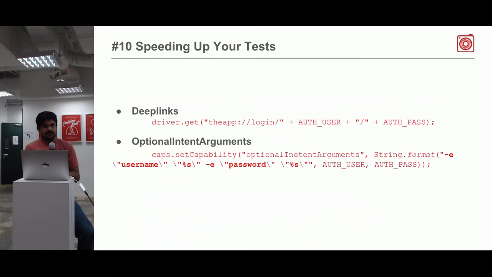Speeding up your tests. Oh, this is my favorite portion. Deep links. Anyone tried deep links in your automation framework?